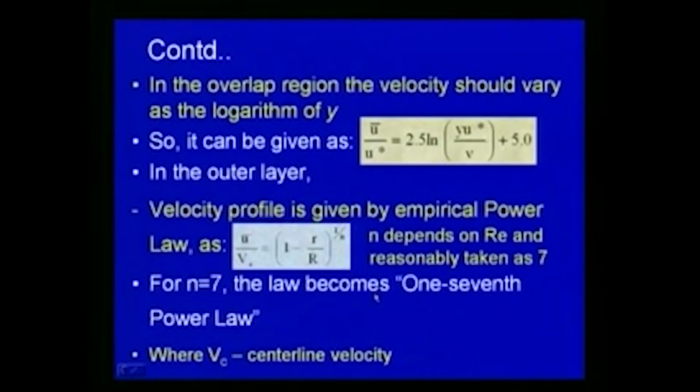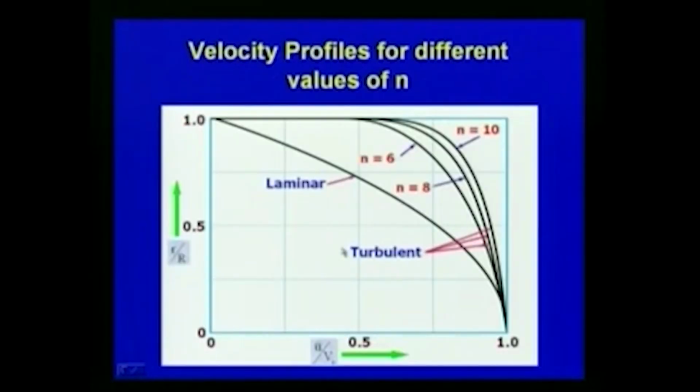So, we can use the 1/7 power law, or the power law as given by u bar by u_c is equal to (1 minus r by R) to the power 1 by n. These are some of the fundamental relationships for velocity variation and shear stress variation as far as fully developed turbulent flow in a pipe system is concerned.